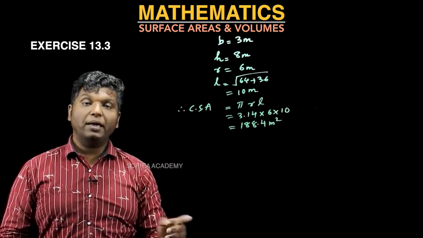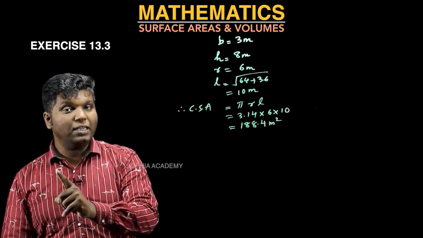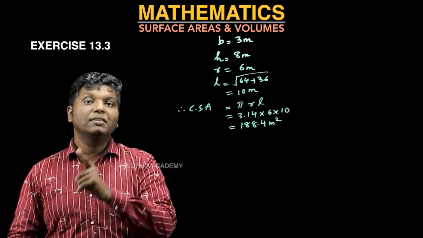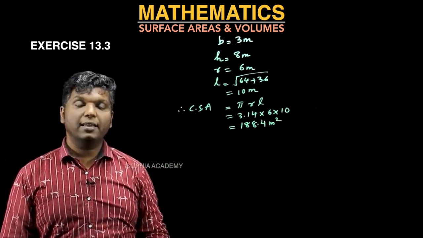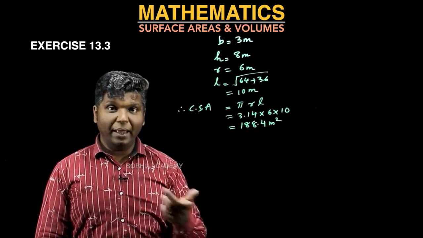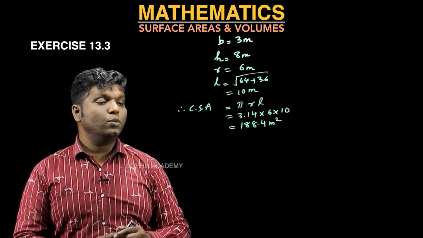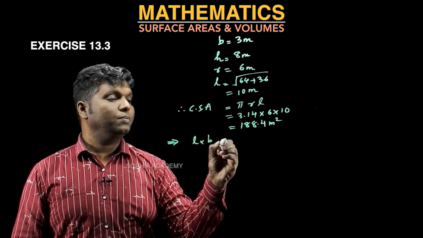So length into breadth is the total area of the tarpaulin, right? And the area of the tarpaulin, which is in the shape of a rectangle, is exactly equal to the curved surface area, because that is the way we are making it. I just mentioned it, right? So that means length into breadth is equal to this one.